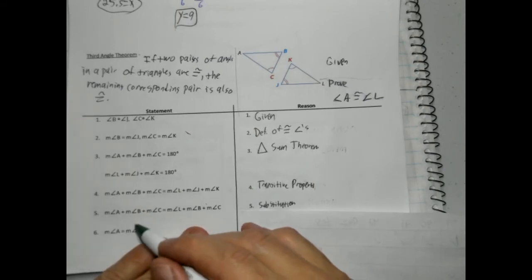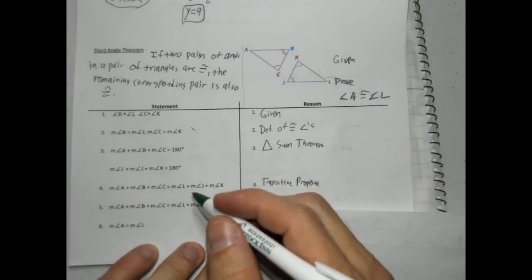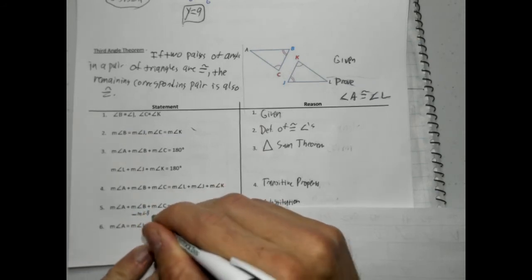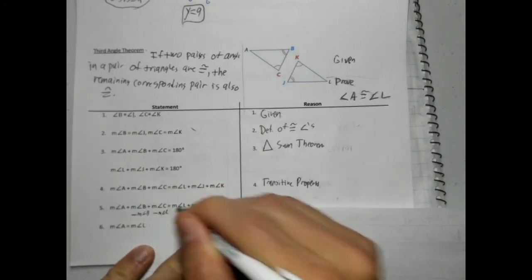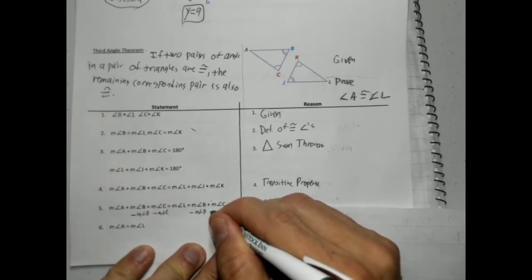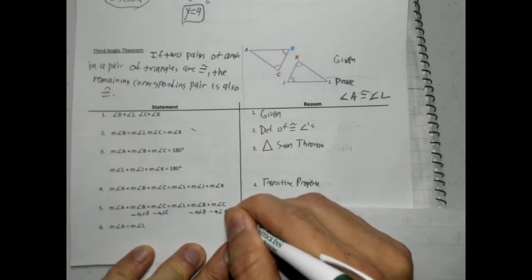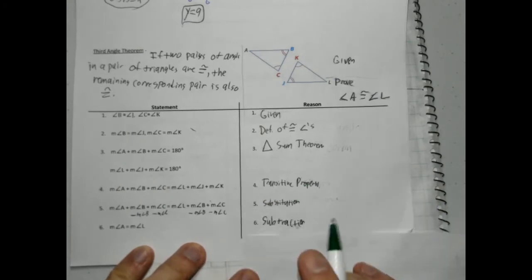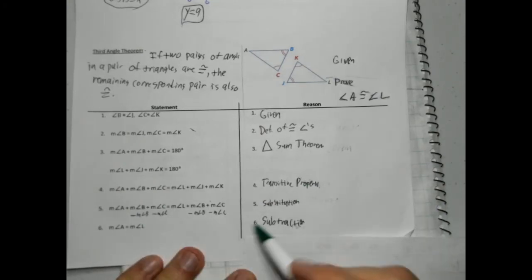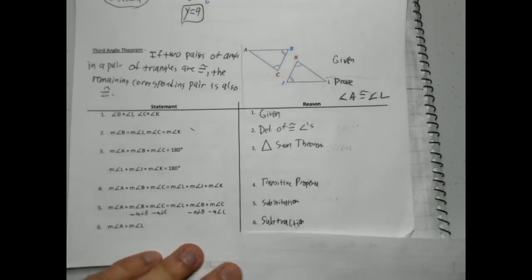Now to go from here to here, we literally just subtracted. So we said, okay, well I'm going to subtract the measure of angle B. I'm going to subtract the measure of angle C. I'm going to do that to both sides, right? So subtract the measure of angle B, subtract the measure of angle C. We just did that algebraically, and we're going to get angle A is equal to angle L, the measures of them. So that's just because of subtraction.